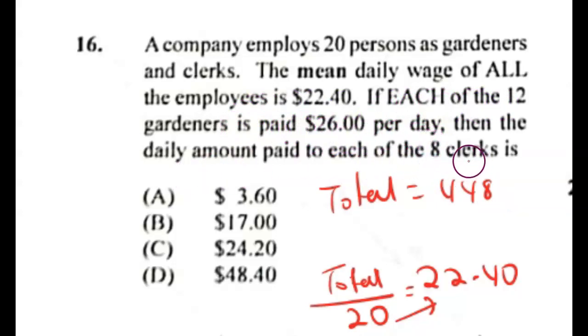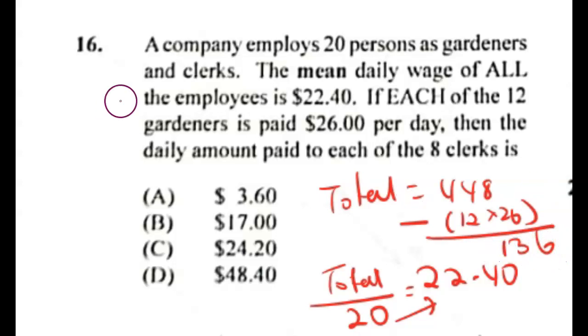If each of the 12 gardeners is paid $26 a day, then the daily amount to be paid to the 8 clerks. Now the 20 persons are made up of 12 gardeners and 8 clerks, right? But they're telling us of this 448, there are 12 gardeners who are paid $26. So I'm going to minus the 12 by 26 here, right? So minus on that, I will get 136, right? 136 is the total amount for the 8 clerks. So I will just divide this 136 by 8 and I'll get 17. So $17 is the daily amount that these 8 clerks will be paid. So number 16, the answer is B.